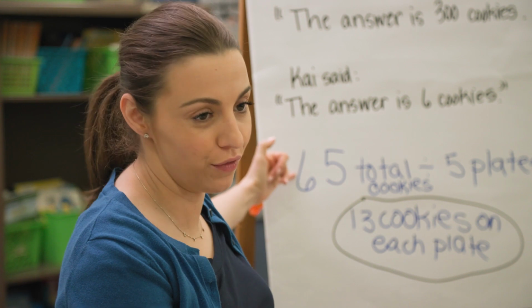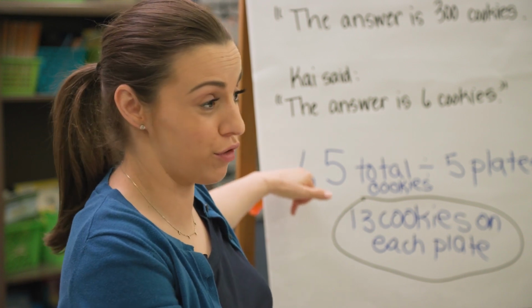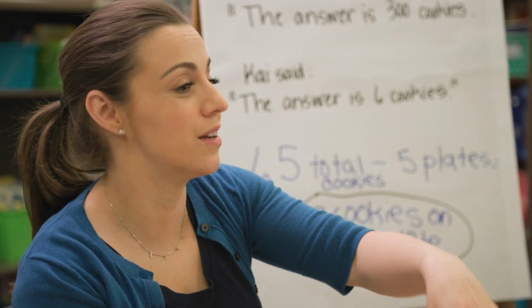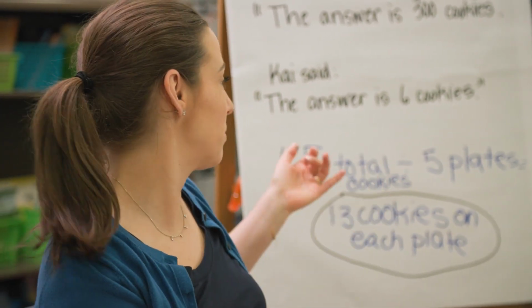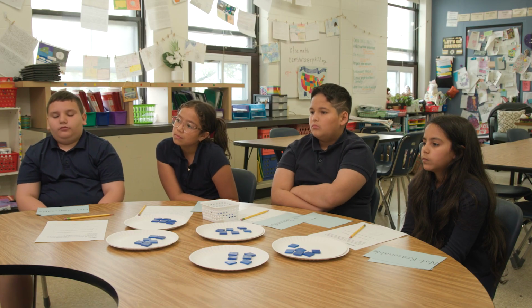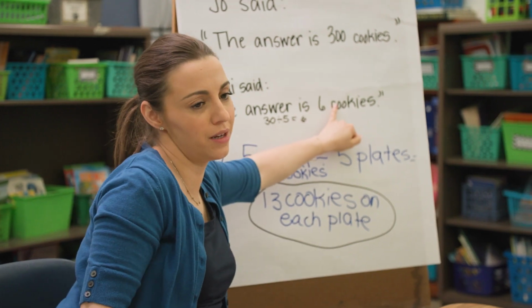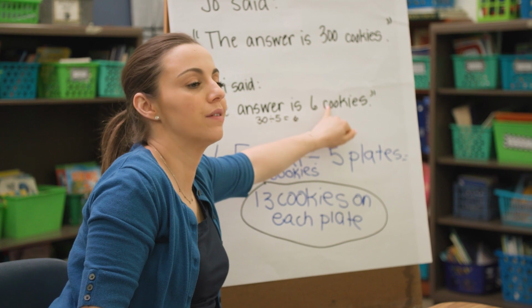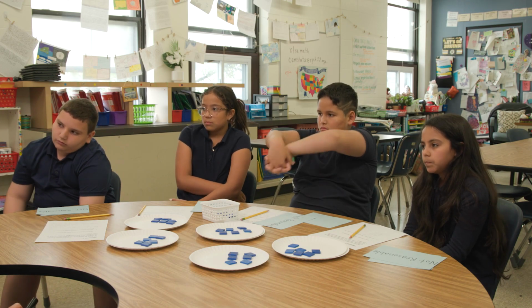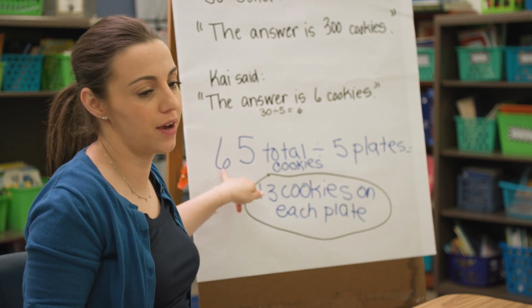And we have 65 cookies that someone baked for culture night. They want to share them with everyone. If we only put 6 on each plate, that wouldn't even be half of the cookies. That would only be 30. So is 6 cookies on each plate too big or too small of a guess? Too small. 6 cookies on each plate would not get us close to 65.